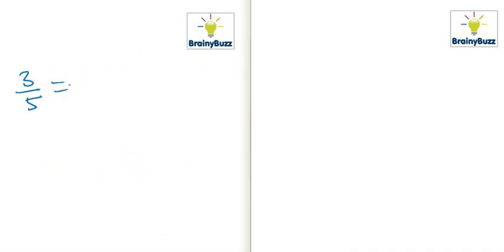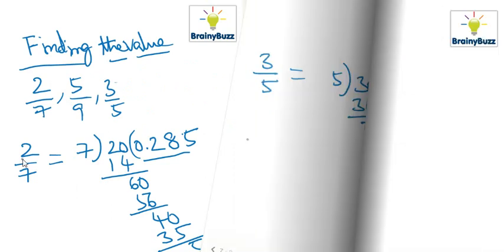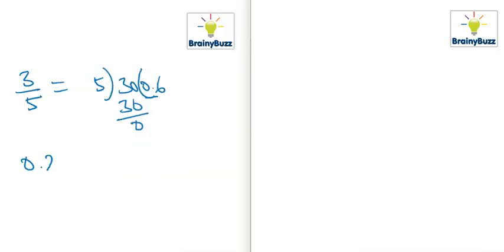3 by 5 is equal to 5 into 3, 0 point and 0. 6 5s are 30, 0.6. The values of the fractions are, first one, 0.285, and second one, 0.55, and 0.6. This is the ascending order.